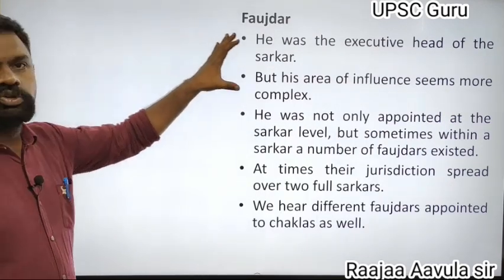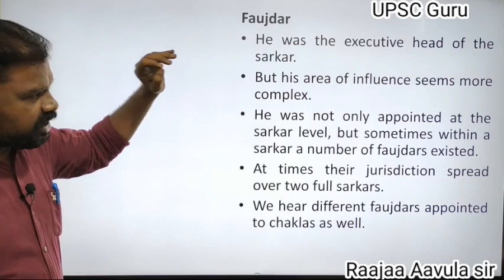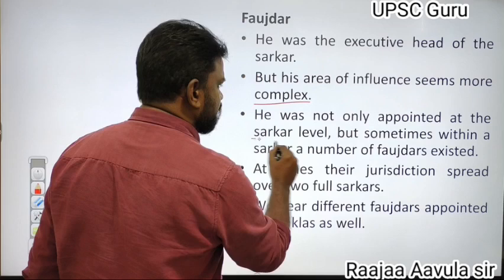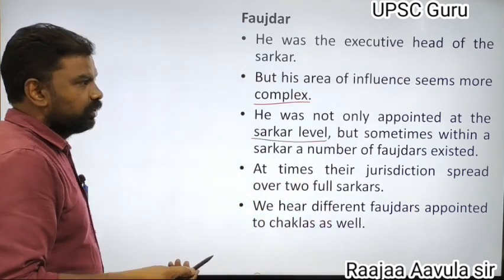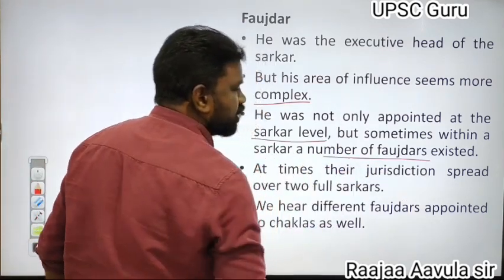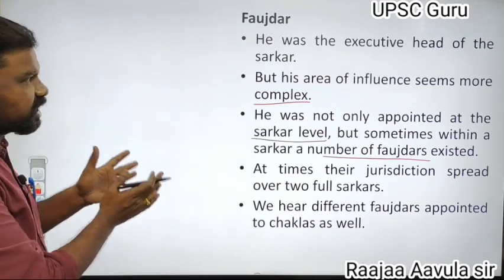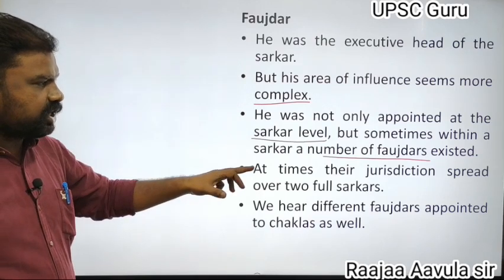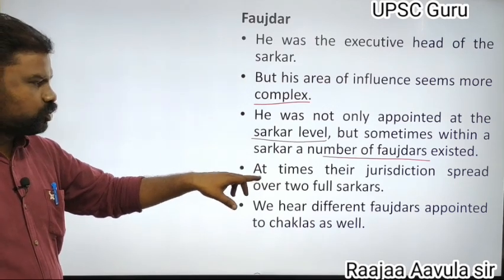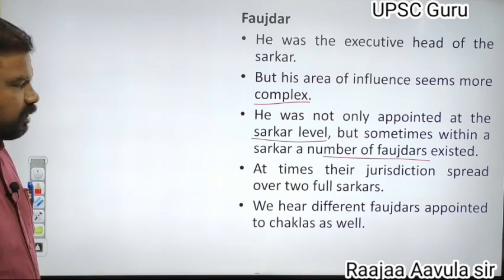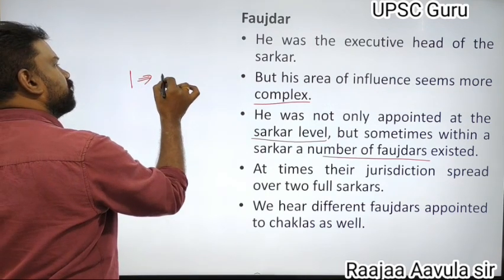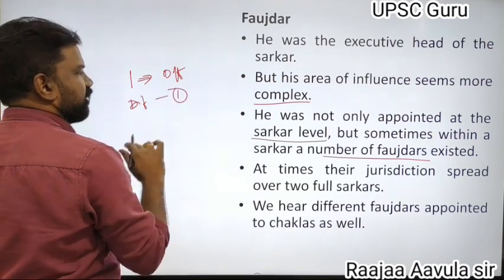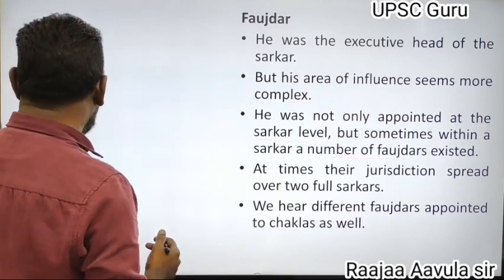Fauzdar was the executive head of the sarkar. His area of influence seems to have been complex. He was not only appointed at the sarkar level, but sometimes a number of Fauzdars existed within it. Within a sarkar, sometimes two or three Fauzdars would be there. At times their jurisdiction spread over two full sarkars. Sometimes one sarkar had different officers, and sometimes different sarkars had one officer.